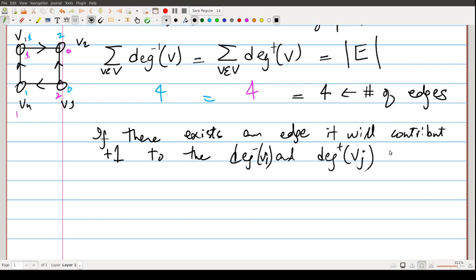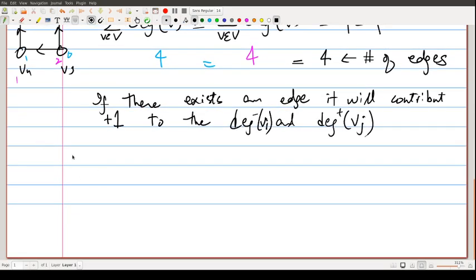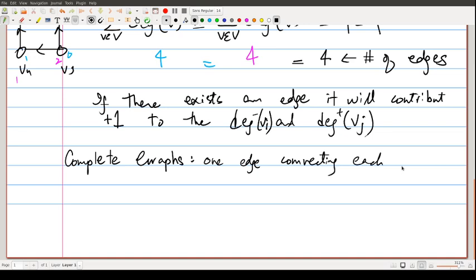If that's clear, then let's talk about some simple graphs. The first example is complete graphs. In complete graphs, the idea is simple: there is one edge connecting each pair of distinct vertices.